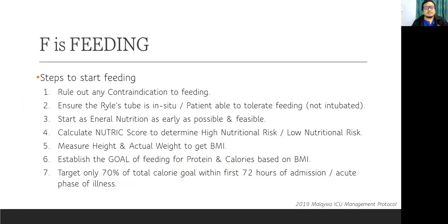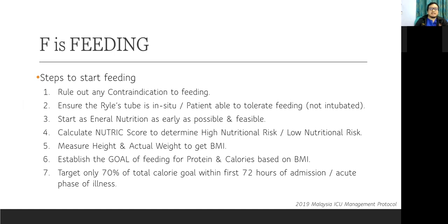Okay, mnemonics. So the first one, F, is feeding. So the first step to start feeding is to rule out any contraindication to feeding. Number two is to ensure the tube is inside and the patient is able to tolerate feeding. If the patient is not intubated, the patient can drink or tolerate feeding orally. And then you have to start enteral nutrition as early as possible and feasible. First, you have to calculate the NUTRIC score to determine whether the patient is high nutritional risk or low nutritional risk, to avoid having refeeding syndrome.